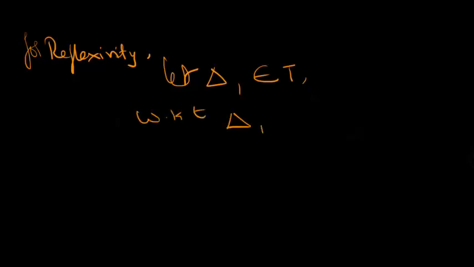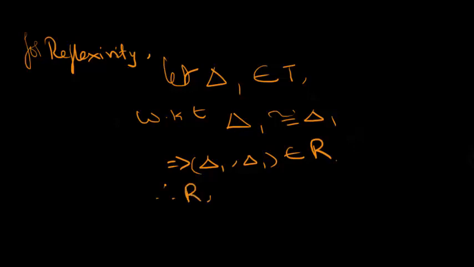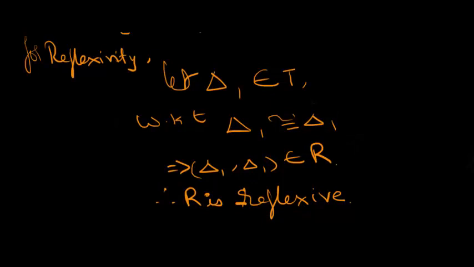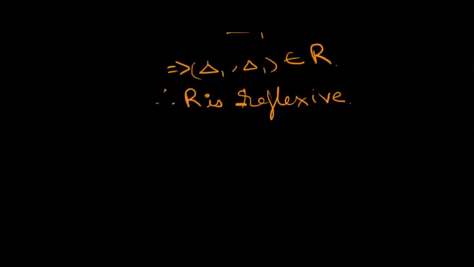Now, if I'm trying to apply this concept here, any triangle is exactly equal to itself, isn't it? It's going to be the same replica of itself, which means the triangle is related to itself under the relationship R. Let triangle 1 belong to the set T. We know that triangle 1 is always congruent to triangle 1. Implies triangle 1, triangle 1 belongs to R, isn't it? Therefore, R is reflexive. All the triangles in this set T are congruent to themselves, which is true, and so it is reflexive.